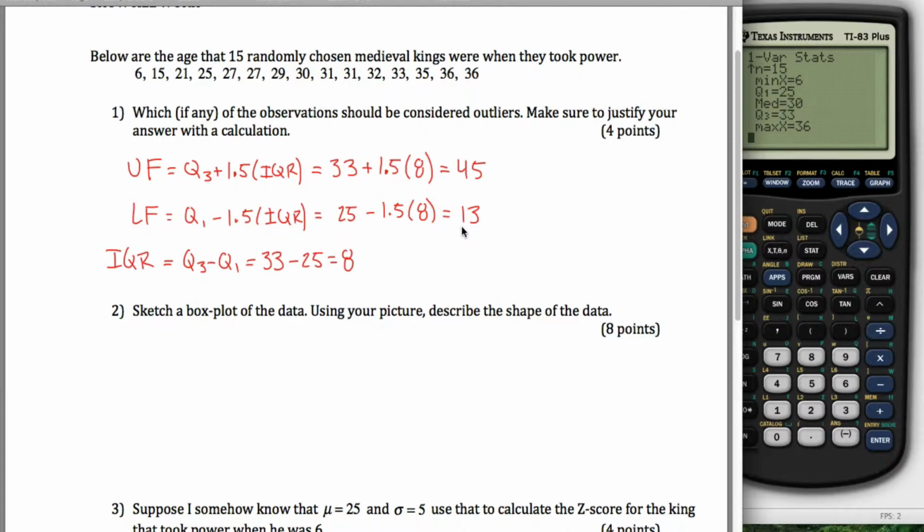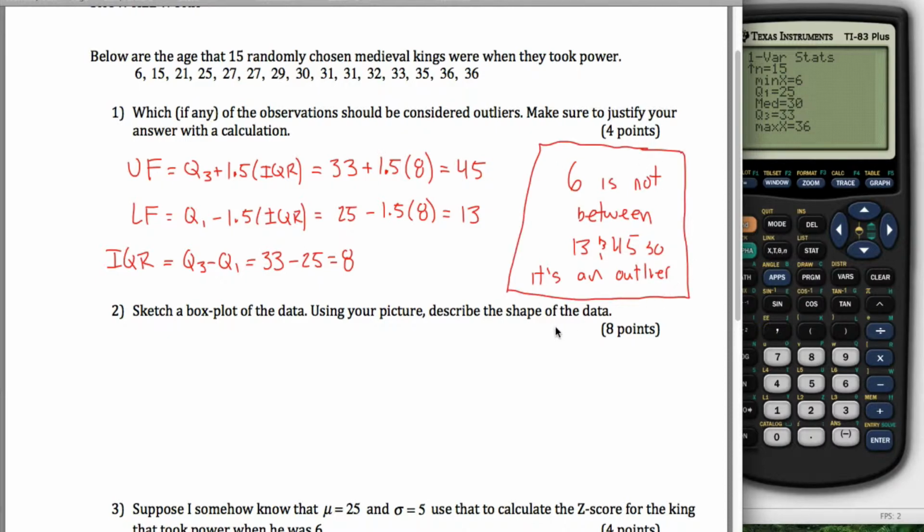So an outlier is anything that is not between your fences. In this case, this observation right here of 6 is not between 13 and 45. All the rest are. So there's our conclusion. 6 is the only observation that's not between the fences, so it's an outlier. I'm going to put a box around that to really emphasize that that's my answer. Call that good.